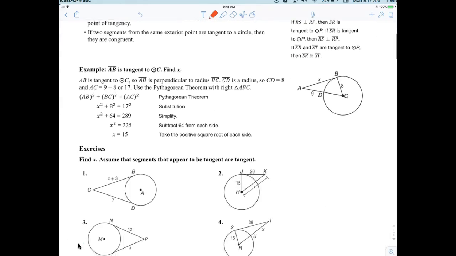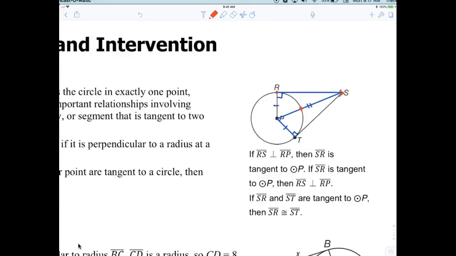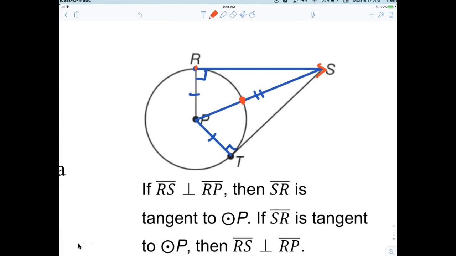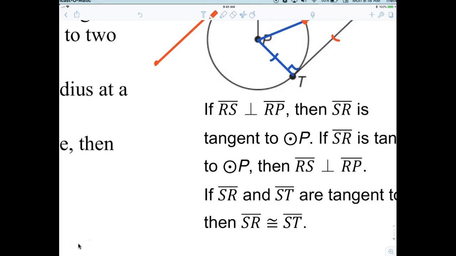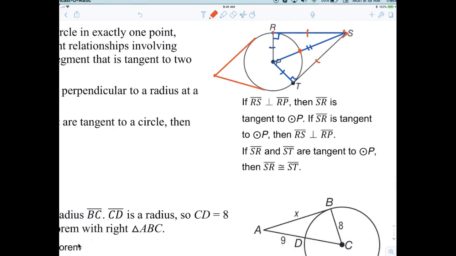Does everybody see, or can everybody picture, that those are the same? It doesn't matter where your point is outside the circle. If you draw a point of tangency right there, I'm trying to draw from here to a point of tangency over here. What's true? Yeah, they're equal.